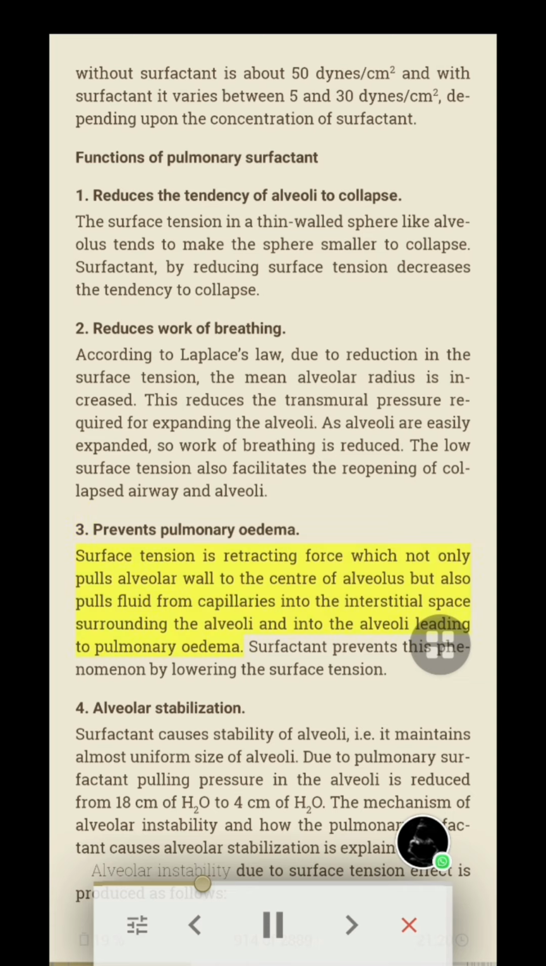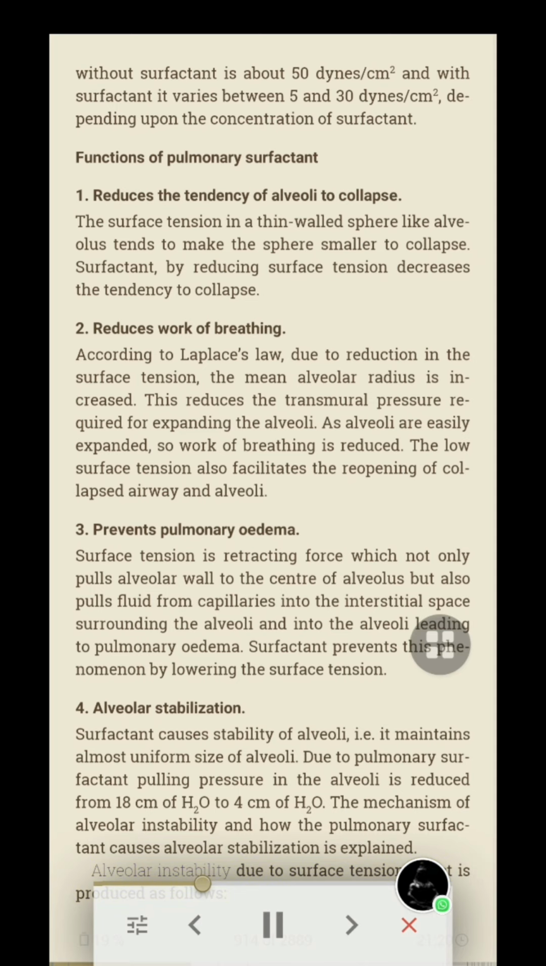3. Prevents pulmonary edema. Surface tension is a retracting force which not only pulls the alveolar wall to the center of the alveolus but also pulls fluid from capillaries into the interstitial space surrounding the alveoli and into the alveoli, leading to pulmonary edema. Surfactant prevents this phenomenon by lowering the surface tension. 4. Alveolar stabilization. Surfactant causes stability of alveoli, i.e., it maintains almost uniform size of alveoli. Due to pulmonary surfactant, collapsing pressure in the alveoli is reduced from 18 centimeters of H2O to 4 centimeters of H2O. The mechanism of alveolar instability and how the pulmonary surfactant causes alveolar stabilization is explained.